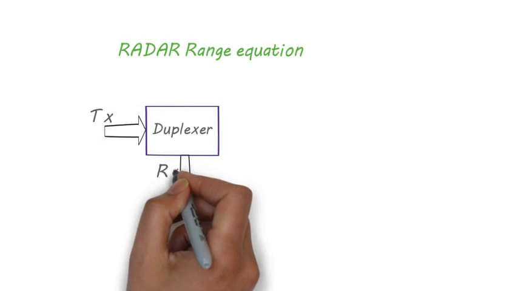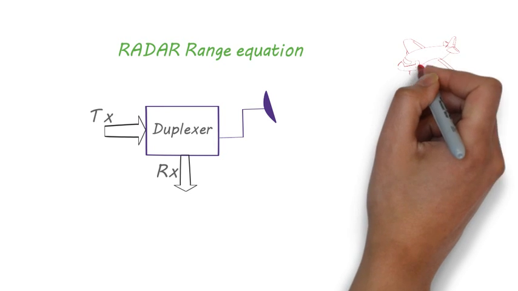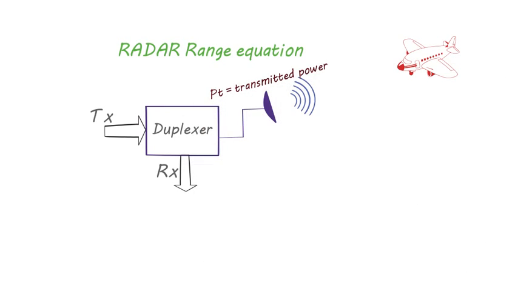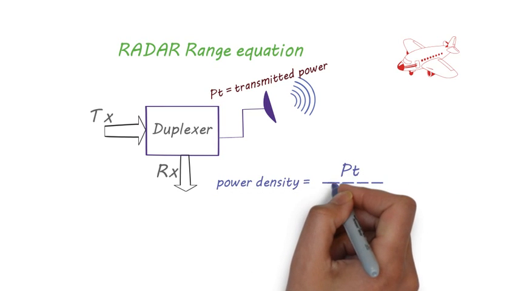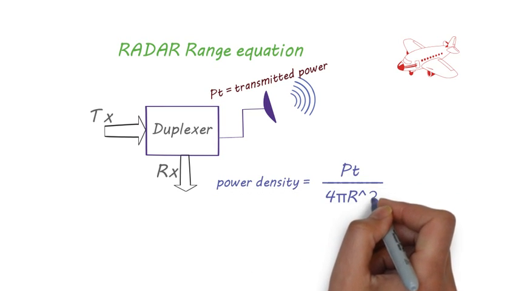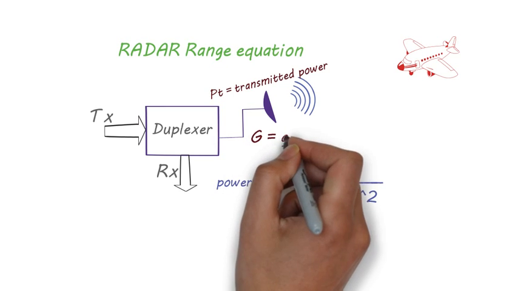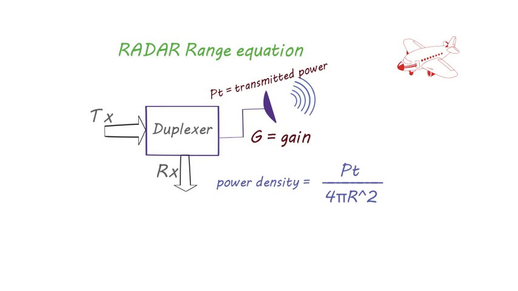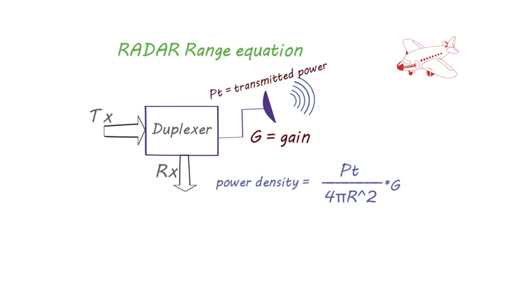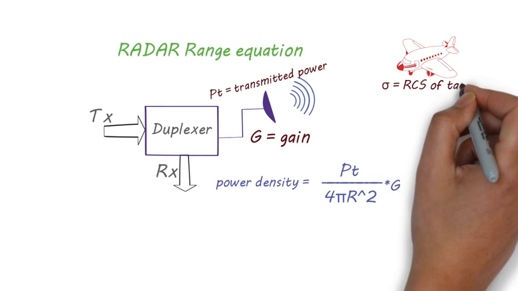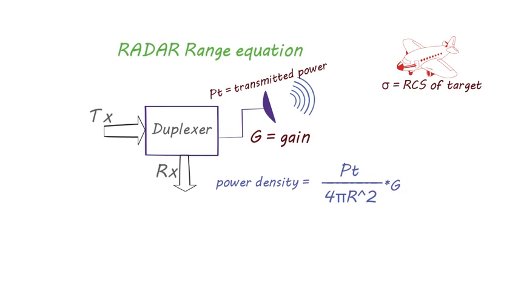Let's say we have a radar setup with a transmitted power equal to Pt. Then power density at a point can be given as Pt divided by 4 pi r square. If capital G is the directive gain of antenna, then power density will be multiplied by G. And if sigma is the radar cross section of target, then power incident on target will be equal to Pt divided by 4 pi r square into G into sigma.